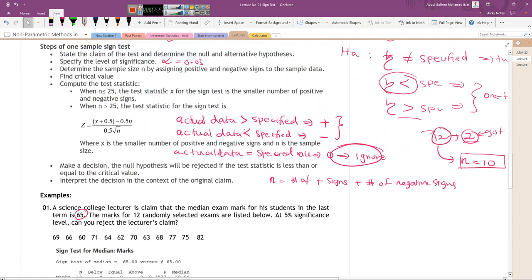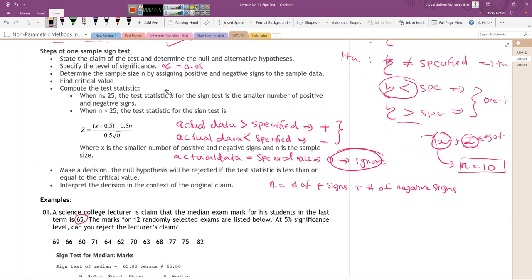Okay, so from the table we can find the critical value. This critical value is obtained from the table. Now we have to find the test statistic. You can understand the differences between the words that we use here: we find the critical value from the table, and we compute the test statistic. Compute means we have to calculate the test statistic.